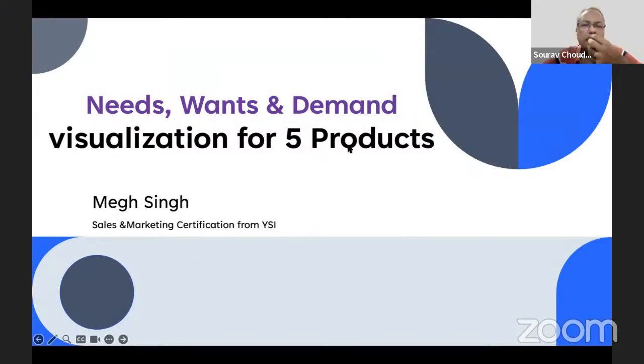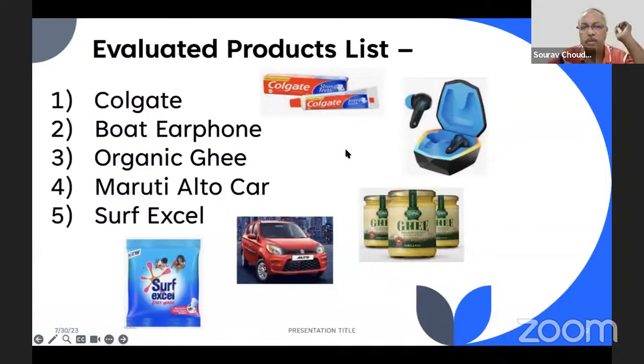Sure. Okay. So needs, wants, demands, visualization for 5 products. Okay. So आपने Colgate, Boat earphones, Organic Ghee, Maruti Alto car, and Surf Excel choose किया. Organic Ghee, the name of the product itself is organic, right? No, the name of the product is not. The name of the brand is not organic. Organic is the quality of that product. It's an organic product. Okay.